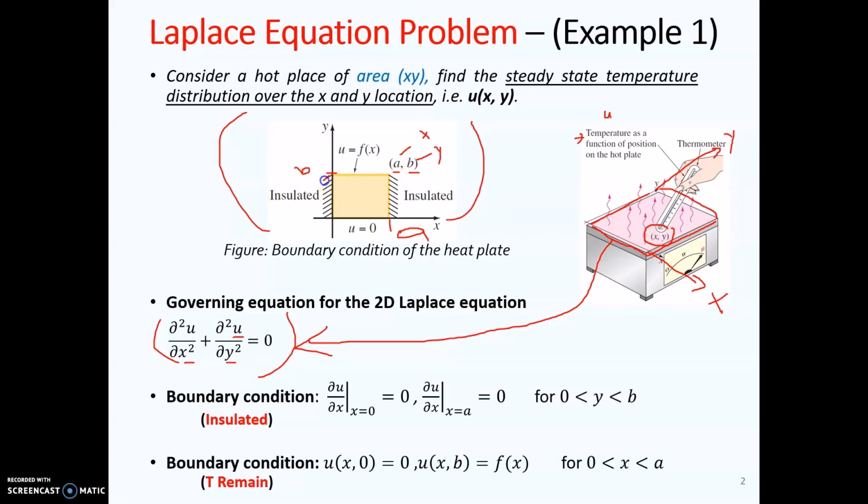The heated plate is insulated in this region at X equal to 0 and this region at X equal to A. Therefore, the heat flux passing through the heated plate in this direction will be equal to 0, since it has been insulated, similar to this region.